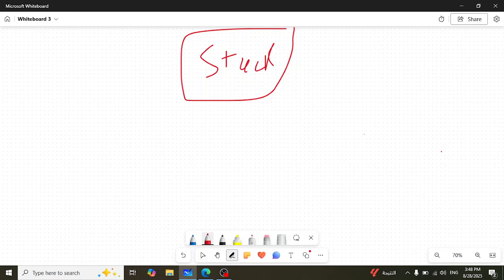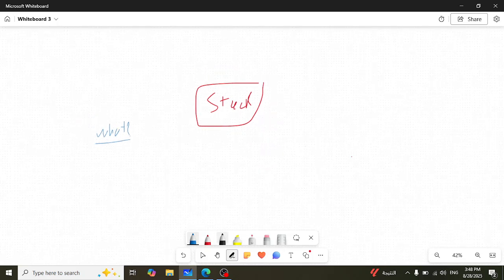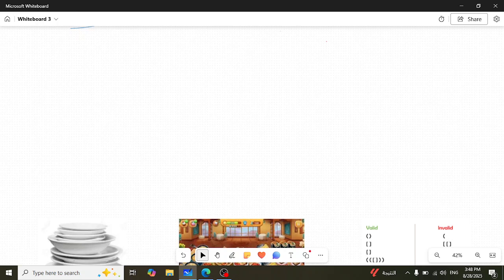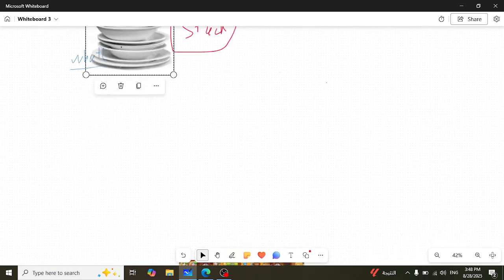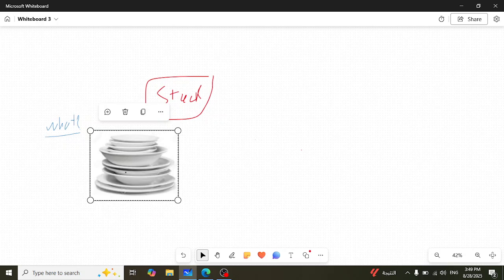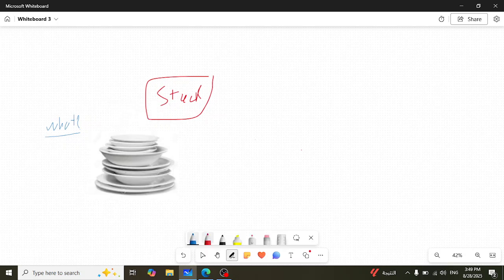So, what is the stack? Stack, as a language definition, is just a bunch of things put one above another. So, you will find the common or classical example is the stack of dishes, as you see here. There are a bunch of dishes put one above another.